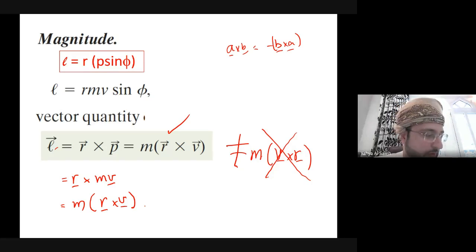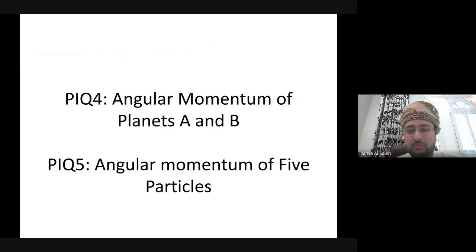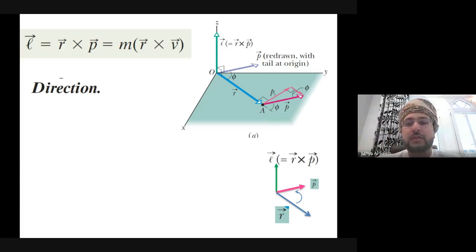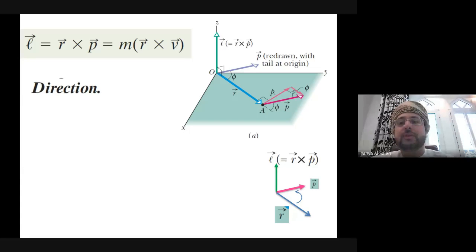And in a bit, I'm going to tell you something that should hopefully tie everything we have done so far together. Direction, as usual, it's a cross product. So it is always going to be at 90 degrees to the two components, to the direction of R and to the translational motion.